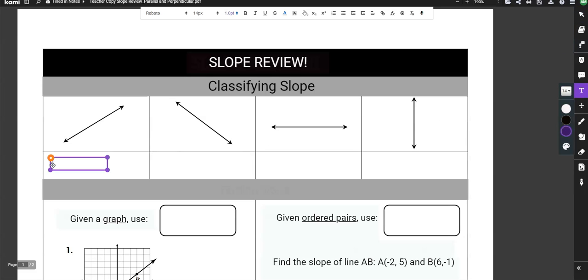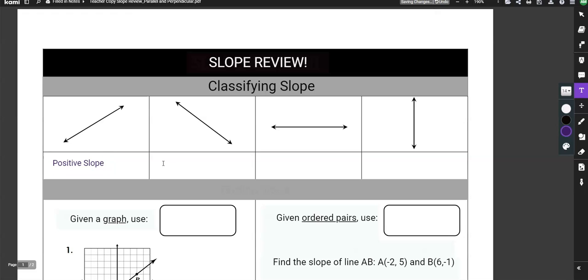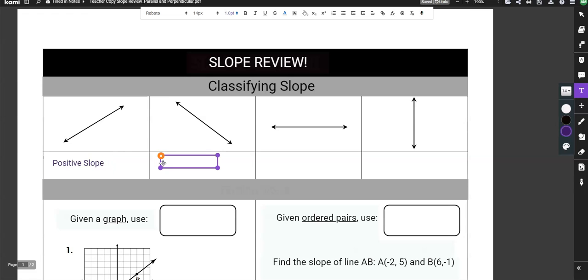So we have these four kinds of slope. If it moves up and to the right, as x increases, y increases, it is a positive slope. It means that the numerator and the denominator of this slope, when represented as a fraction, will both be the same sign. Now, this slope going downwards, so as x increases, y decreases, we have a negative slope.